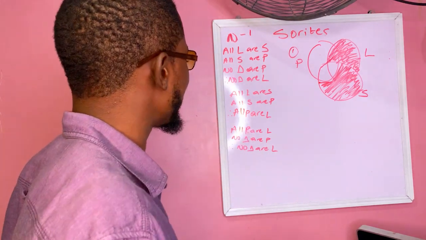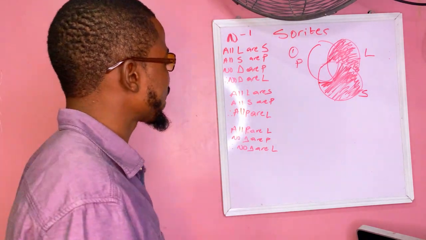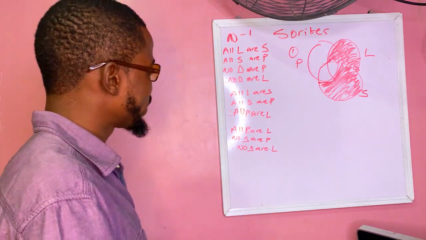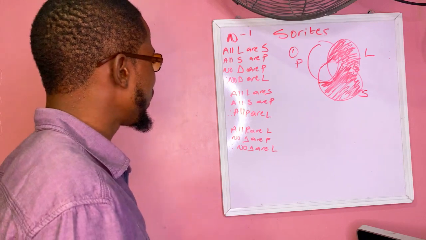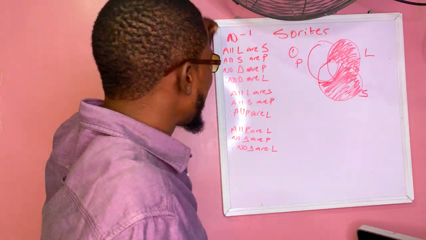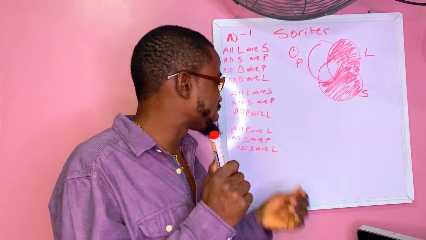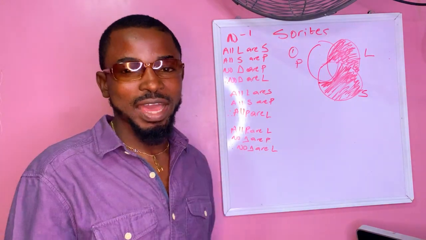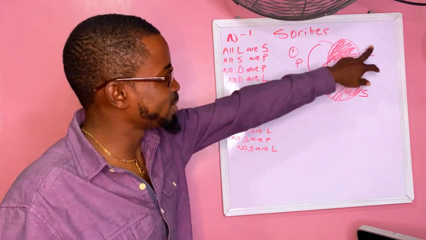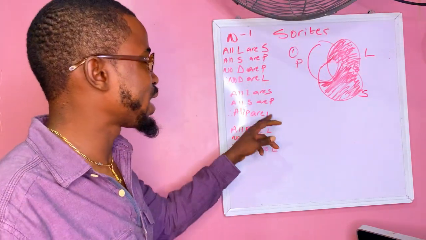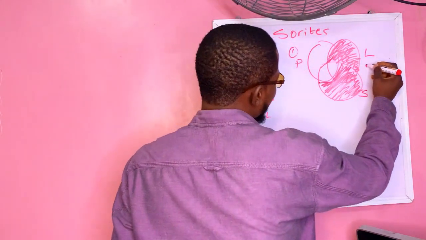So let's check whether the conclusion has already diagrammed itself. If it has diagrammed itself, that argument is valid. But if it has not diagrammed itself, then that argument is invalid. So all P are L. So let's look for whether we still have P that is not L, to indicate that what? The argument is invalid. So as you can see, we still have the space of P that is not even L and it is not empty. So that argument is invalid.